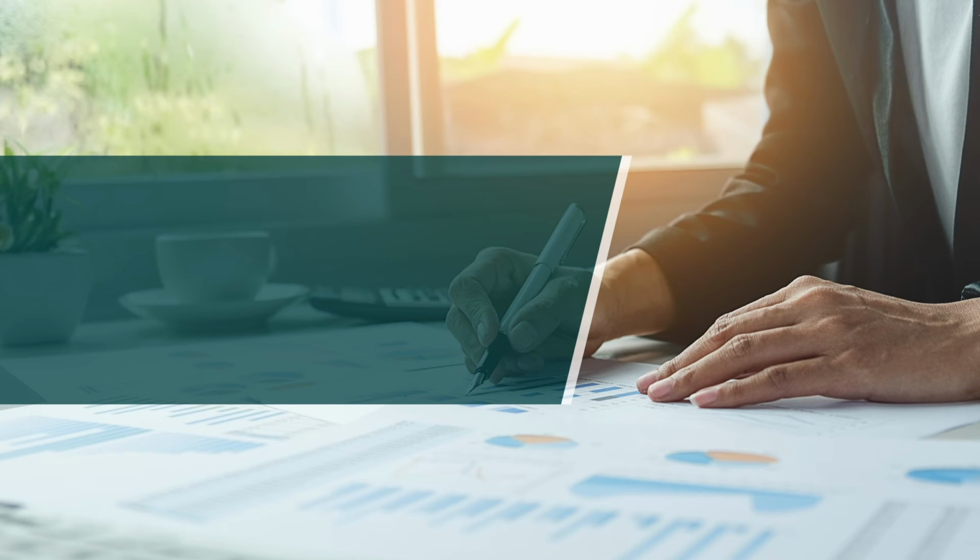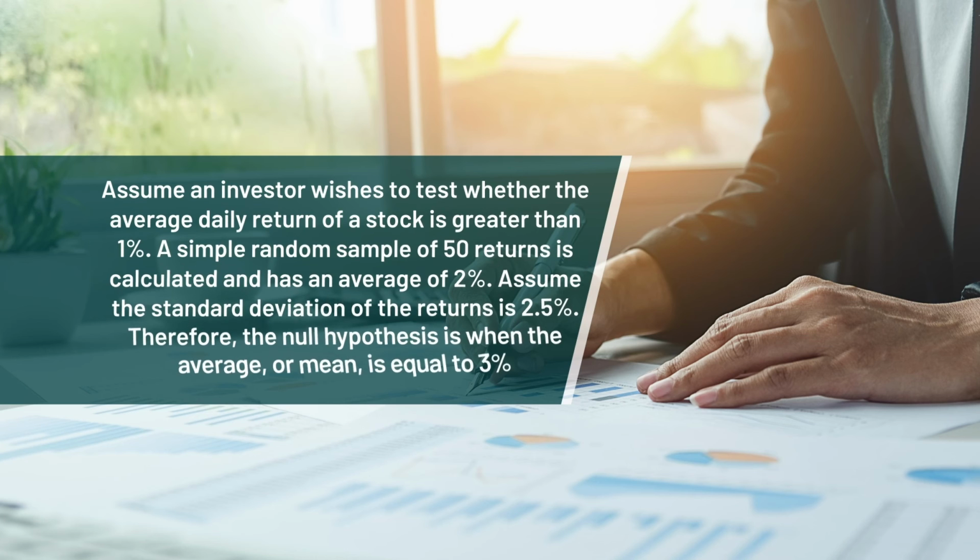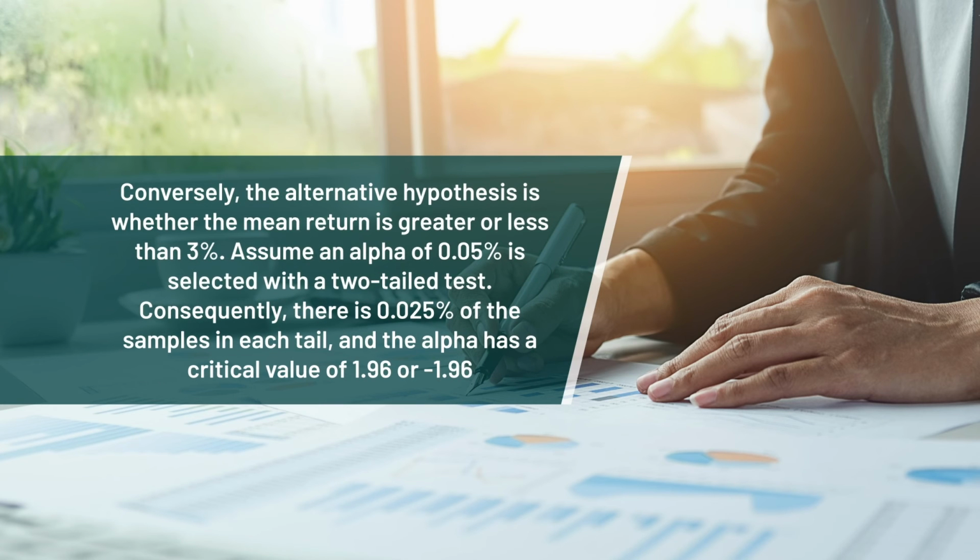So, one sample Z test example, I think we have talked about. Assume an investor wishes to test whether the average daily return of a stock is greater than 1%. A simple random sample of 50 returns is calculated and has an average of 2%. Assume the standard deviation of the return is 2.5%. Therefore, the null hypothesis is that the mean is equal to 3%. Conversely, the alternative hypothesis is whether the mean return is greater or less than 3%. Assume an alpha of 0.05 is selected with a two-tailed test.